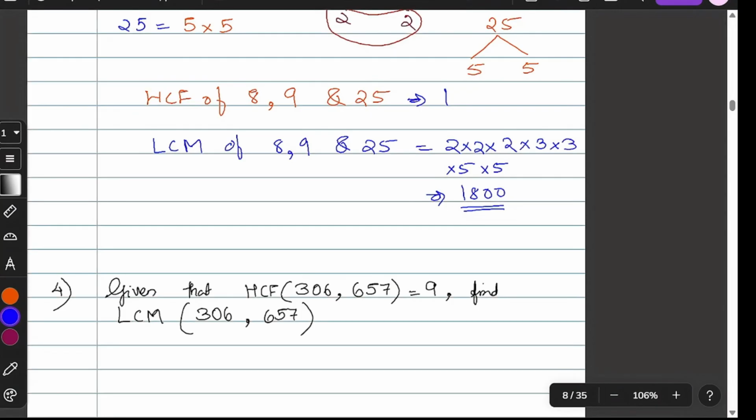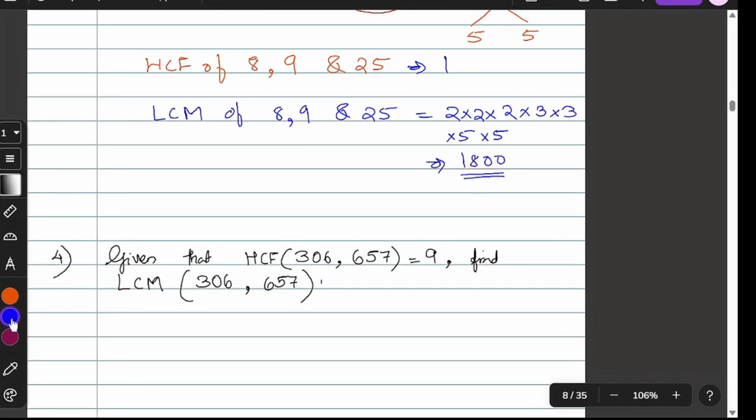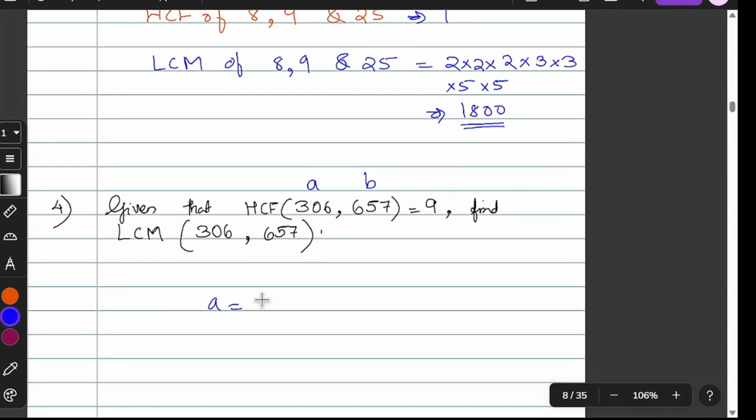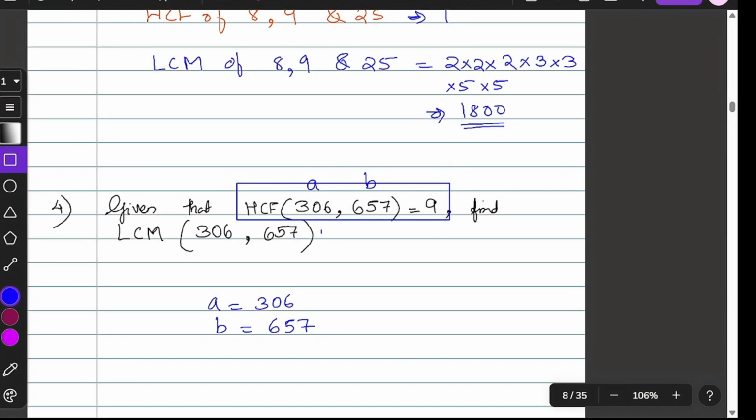Now we have to move on to the next question. Question number 4. Here it is given the HCF of 306 and 657. So these are the two numbers. This is A and this is B. Here A is going to be 306 and B is going to be 657. And what they have given here? They have given that HCF is going to be 9.